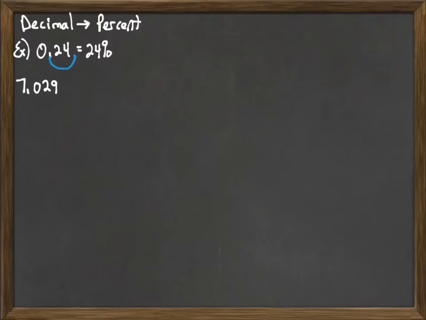Or as another example, consider the decimal 7.029. Again, we just move the decimal point 2 places to make it bigger. And that would give me 702.9%. So we just need to remember to move it 2 places to make it bigger. That will allow us to convert from a decimal to a percent.